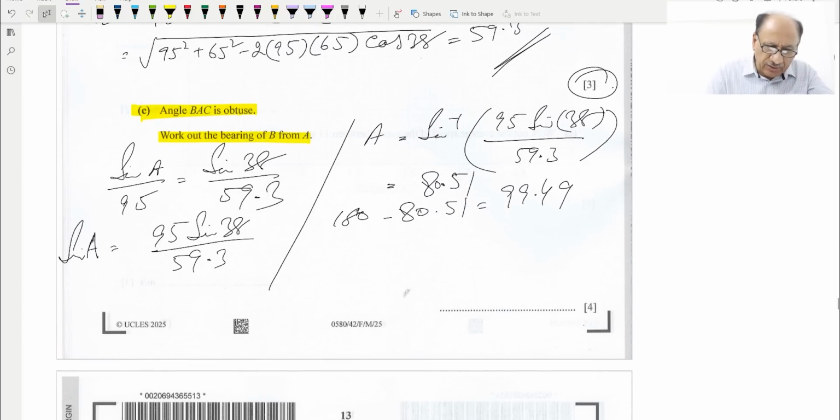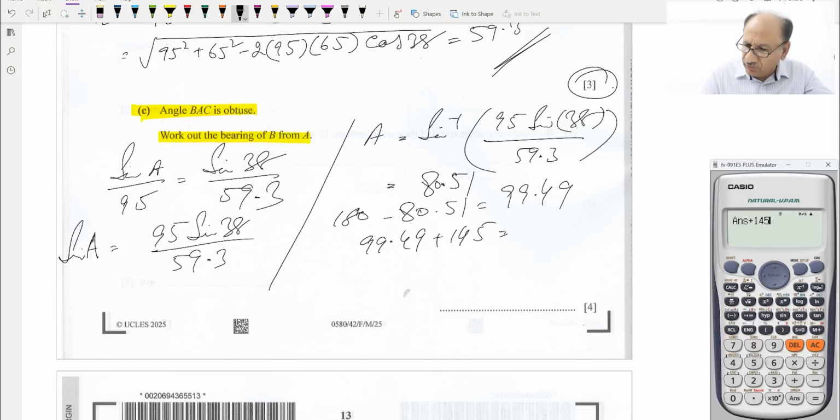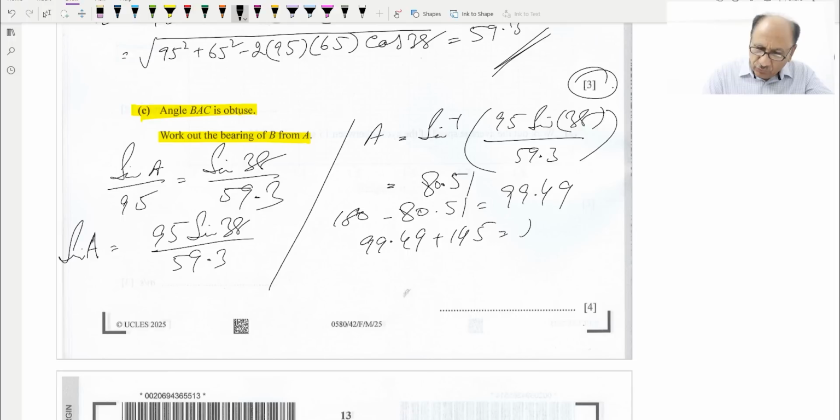So we can add here, 99.49 plus 145 is equal to 244.49. Our proper answer will be over here. This is for 4 marks. Hopefully you understood this. This is a bearing, so we can write degrees.